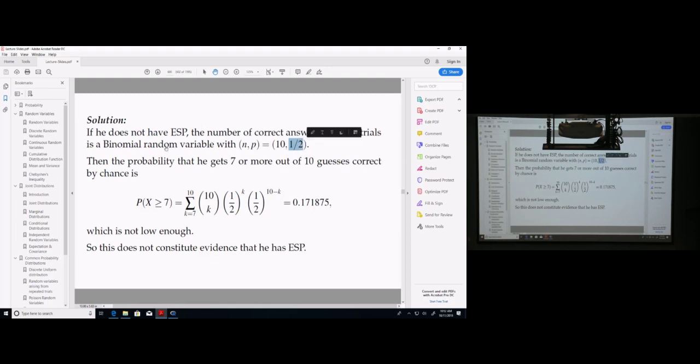So that is crucial. And then the probability of getting 7 or more out of 10 is actually not a small probability. It is about 17%. So if he purely guesses, the probability is not small, even though he does not have the ability to do so. All right?